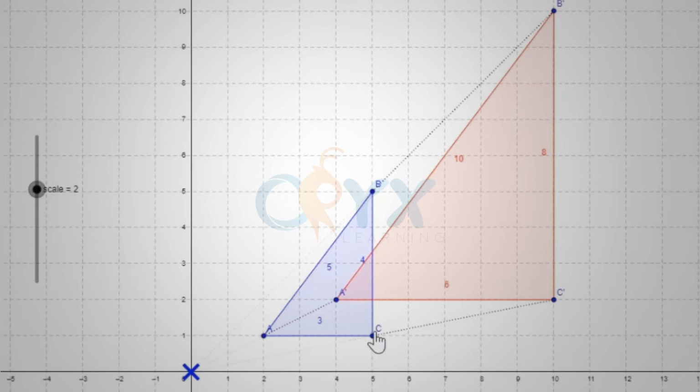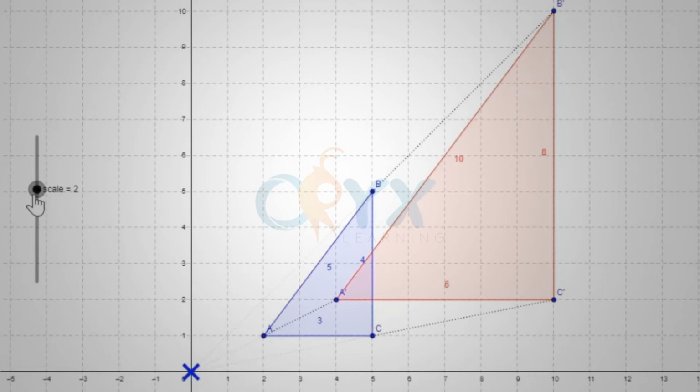And lastly, for point C, we can see that point C starts at the coordinate (5, 1), multiplying each of the values by the scale factor of k equals 2. 5 times 2 is 10, 1 times 2 is 2, so the point C' is at (10, 2). We also notice that the side lengths are doubled as the scale factor is 2, so 3 becomes 6, 4 becomes 8, and 5 becomes 10.